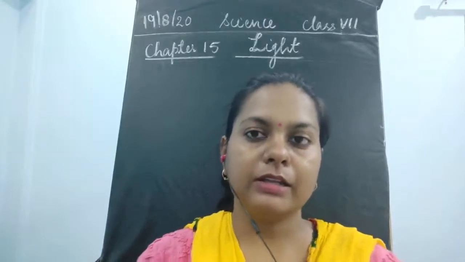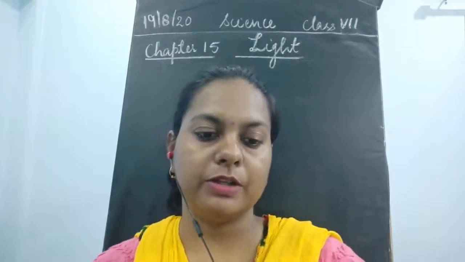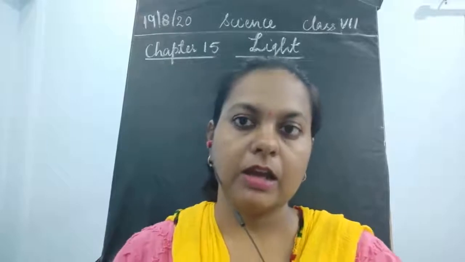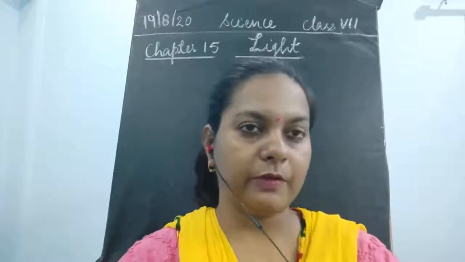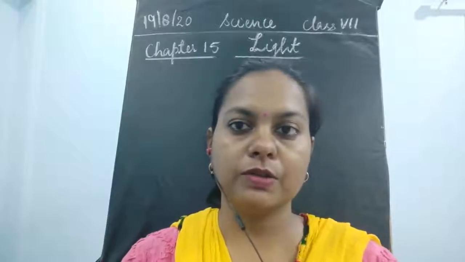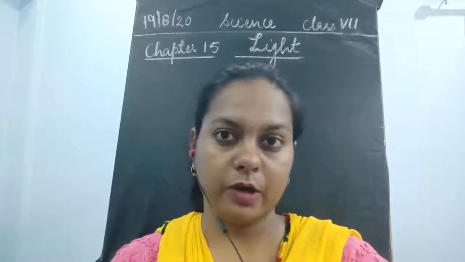We have started this chapter with the definition of the word light, which is a form of energy and which helps us to see the things present around us. We can see this colorful world with the help of our eyes, as well as with the help of light. If light is not present, we are not able to see.